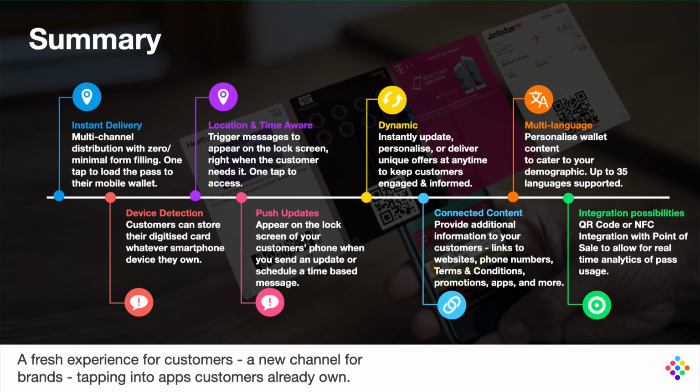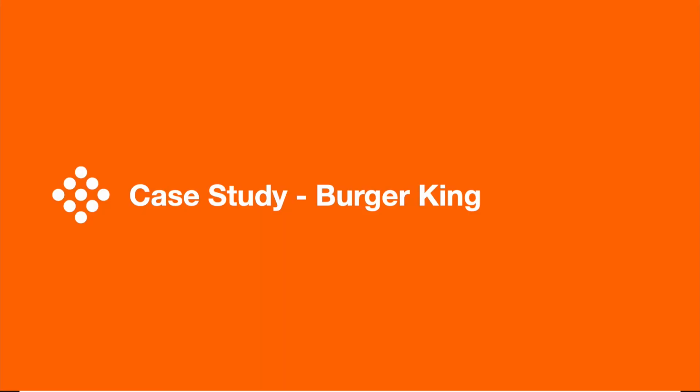I want to show you how Burger King, a very well-known F&B brand, are currently using passes and using our latest platform to engage with their customers via social media, using Instagram stories, which then allow a customer to save coupons into their wallet for use at a later time.